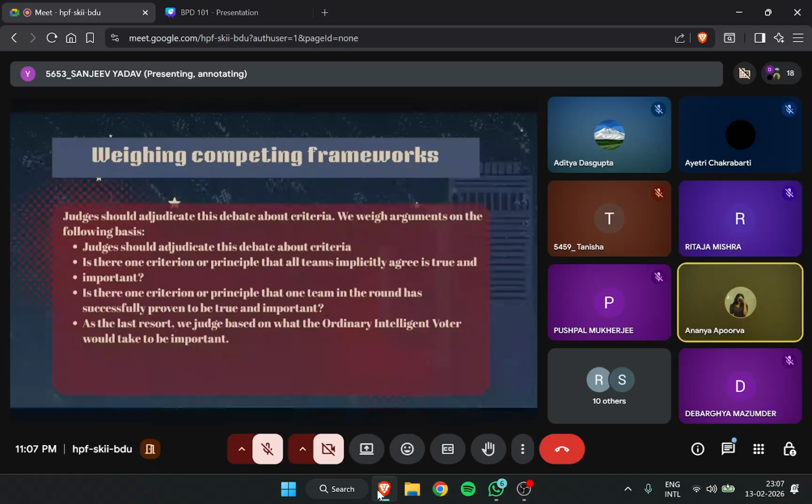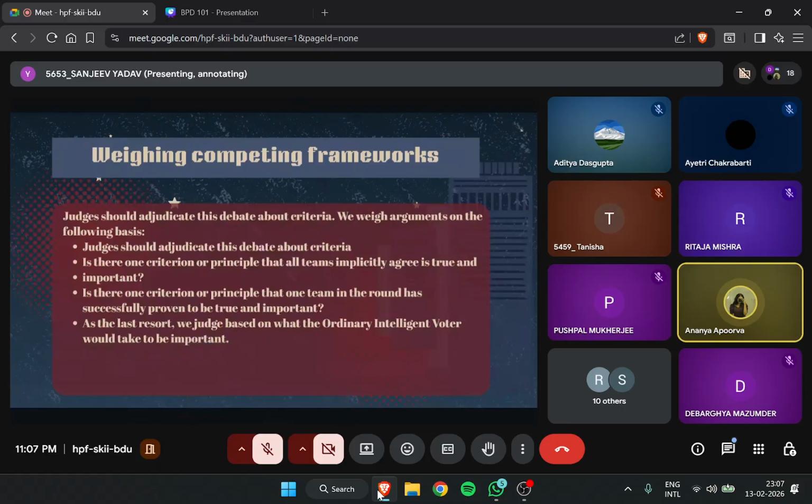Now, this is something that is very important in British parliamentary debating, and this is something that actually distinguishes it a lot from Asian parliamentary debates in general. When judges go ahead and assess your argumentation, they assess it on the basis of a flow chart or whatever. There are certain steps that they take. Now, what do judges do? Judges firstly adjudicate on a particular criteria that is implicit with the sort of debate there is.